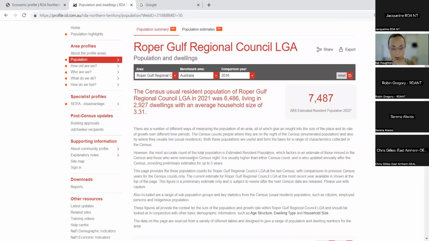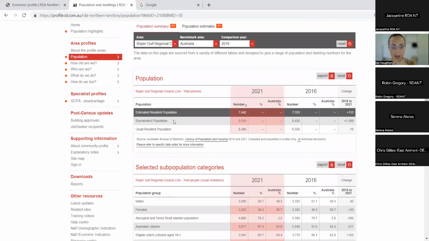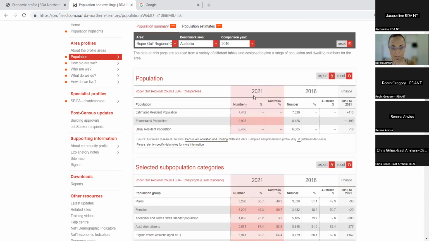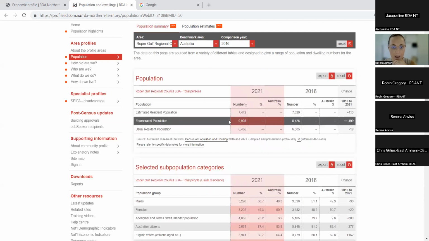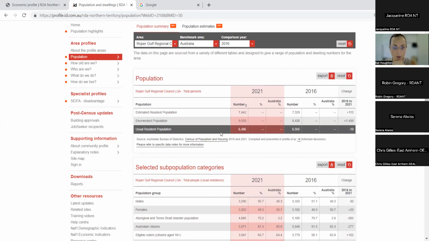So here we've got Roper Gulf, we come down and we get these 3 population counts for the area. Our estimated resident population for 2021, during the census, was 7,442. Our enumerated population was 9,925. So that's people that were in Roper Gulf Regional Council area on the night of the census. Then we've got our usual resident population, which is people who usually reside there. So they do some back counting and things like that.